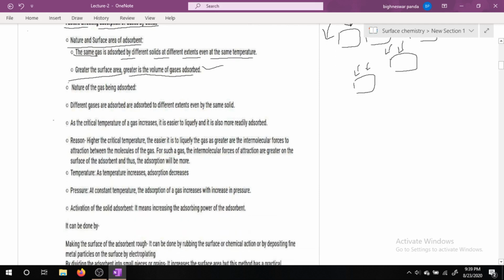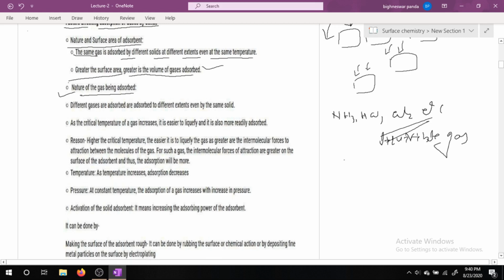Then come to the next part. What is the nature of the gas being adsorbed? That means the easily liquefiable gases, that is NH3, HCl, Cl2, etc. These are easily liquefiable gases, and these gases can be adsorbed easily as compared to permanent gases like H2 or N2 or O2. These are not easily liquefiable gases.